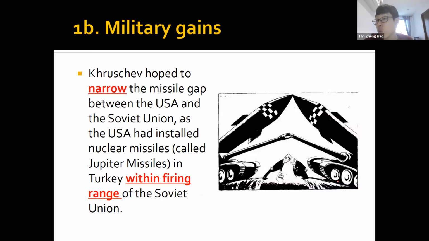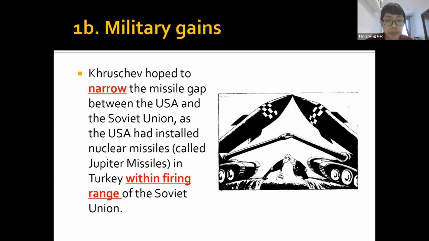Okay, and military gains, of course. If the US ever wants to go to war with the Soviet Union, you want to be able to strike back. And where is better than to have a base in Cuba to strike back easily at the USA? Because remember, Cuba was so close to the US. If I have a base in Cuba, I can attack America very easily, and that will be very useful to the USSR.